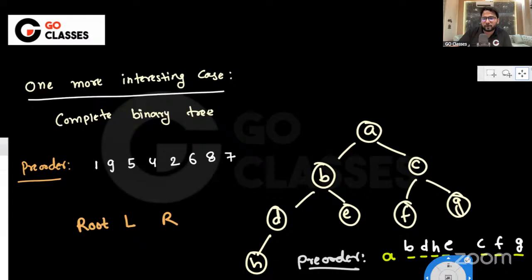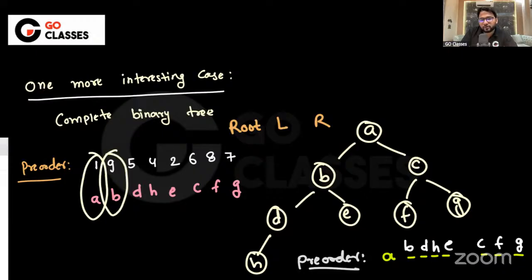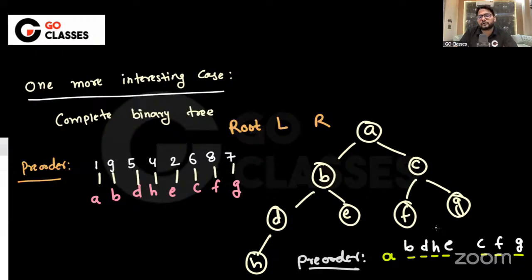So let me write the pre-order here. What is the pre-order that you have got? Pre-order that we have got is actually A, B, D, H, E, C, F, G. See, for the complete binary tree, this is the only possible structure that we have, isn't it? Now, instead of A, you just write 1. Instead of B, you just write 9. So basically it is just 1-to-1 mapping. That's all. Now your job is done.